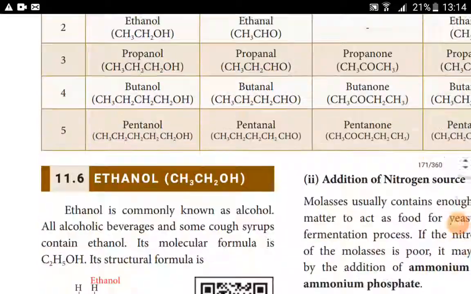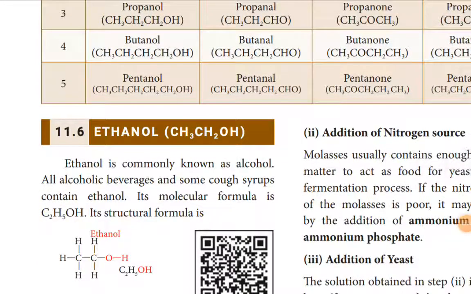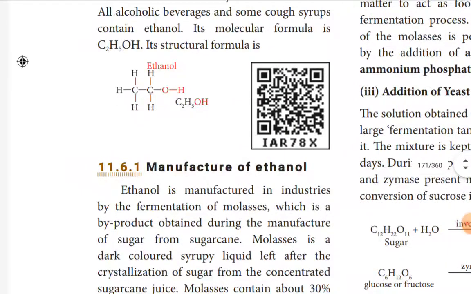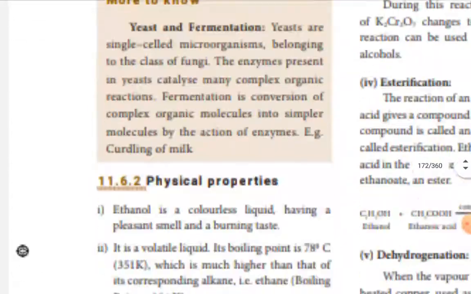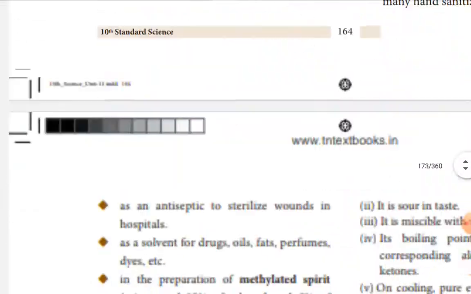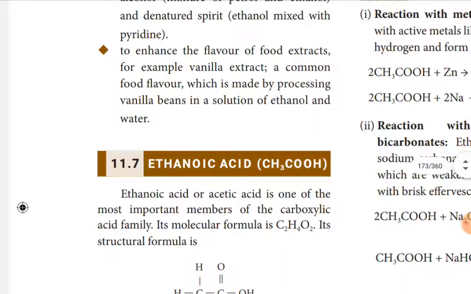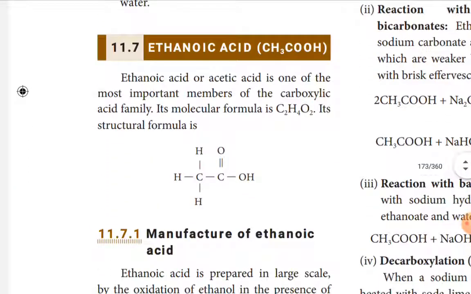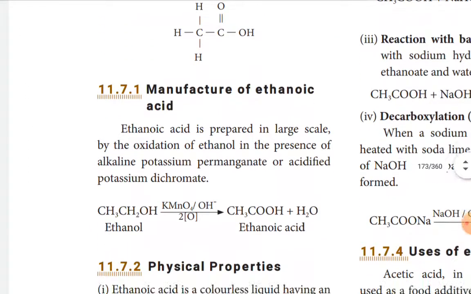Nowadays we are discussing carbon. So far we have learned up to the manufacture of ethanoic acid. The molecular formula of ethanoic acid is CH3COOH, and this ethanoic acid is prepared by the oxidation of alcohol in the presence of potassium permanganate or potassium dichromate.